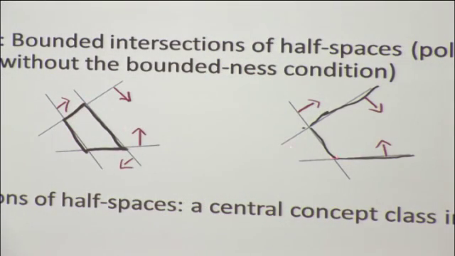In general, it doesn't need to be bounded. So here again, we have an intersection of half spaces, but it's infinite in this direction. So in that case, it's called a polyhedron. But we will be interested in polytopes, which are finite sets.